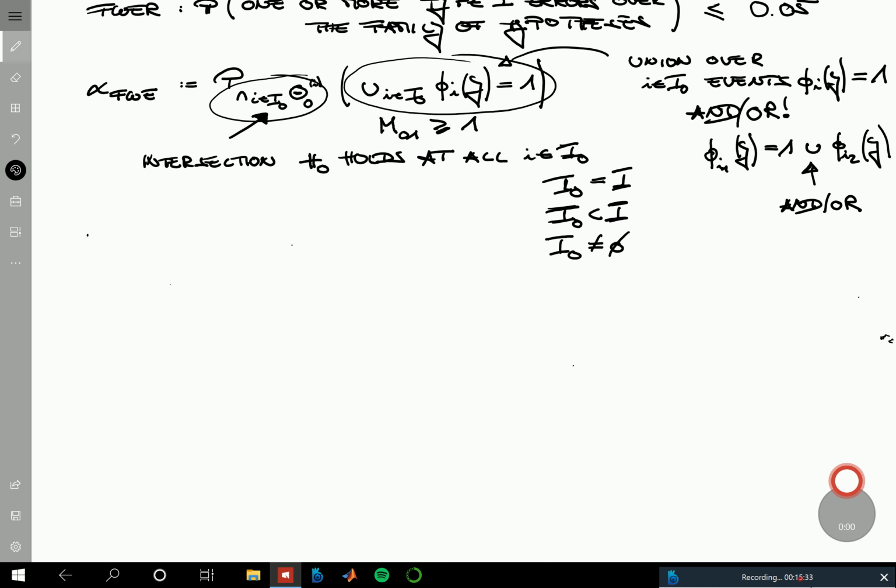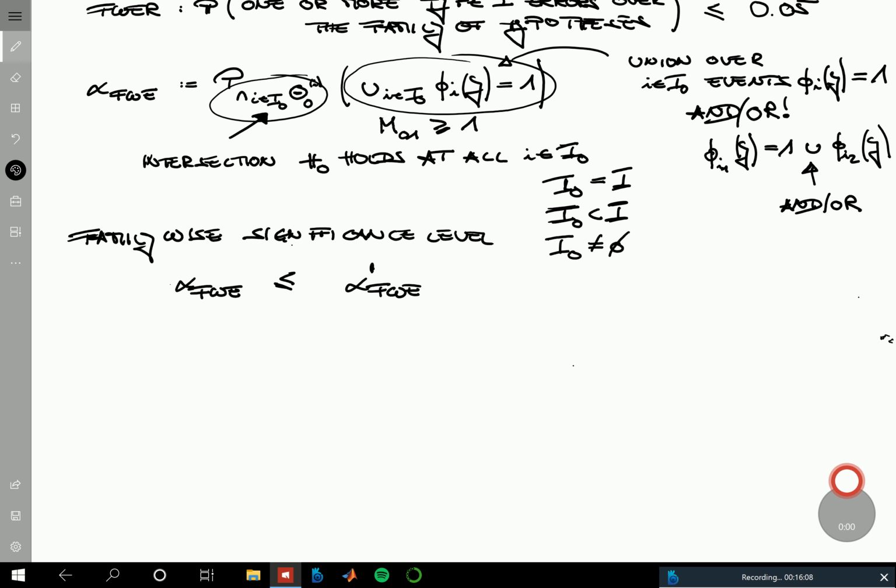So we now establish the family-wise significance level, alpha prime, and a test is said to be of family-wise significance level alpha prime if its family-wise error rate is equal to or smaller than the family-wise significance level alpha prime.